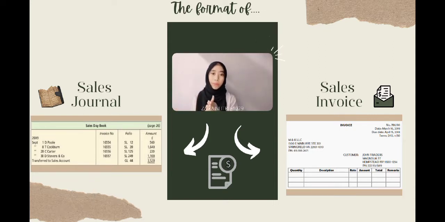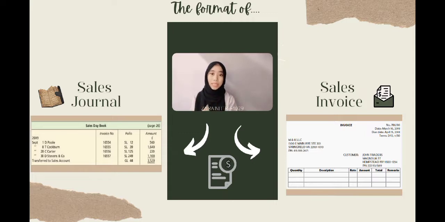So here are some formats that include the sales journal. The first one is date. This column is used to record the date on which the sale is made. Normally it is the same date as written on the invoice.